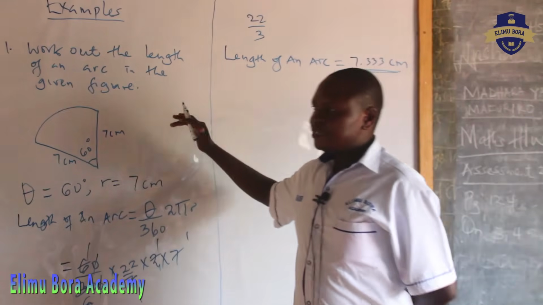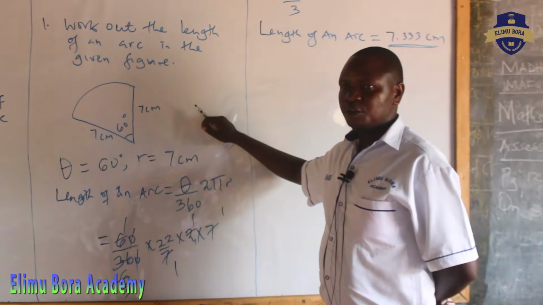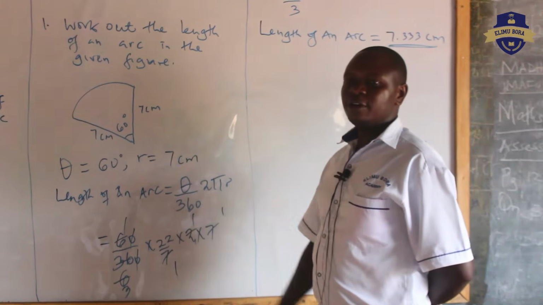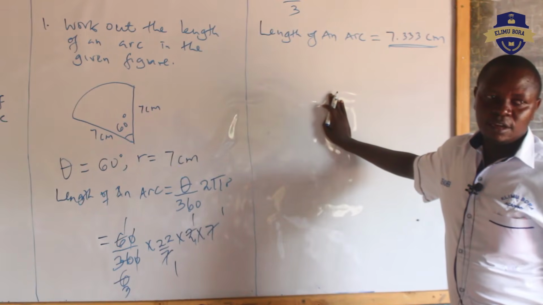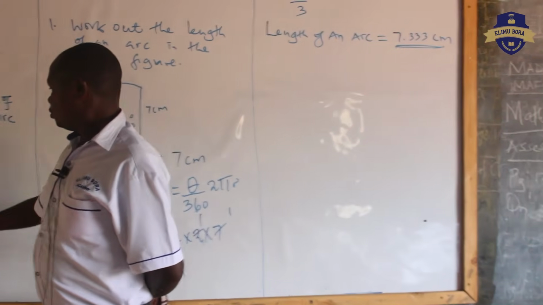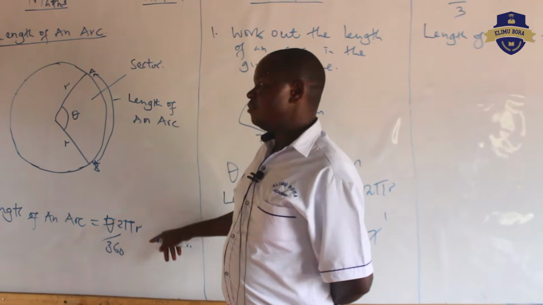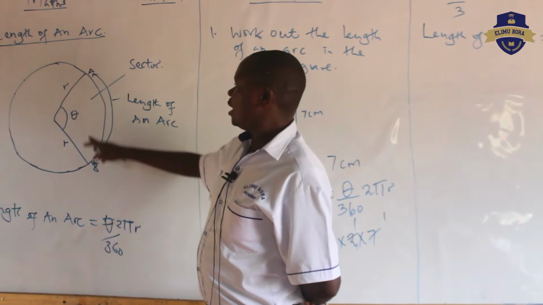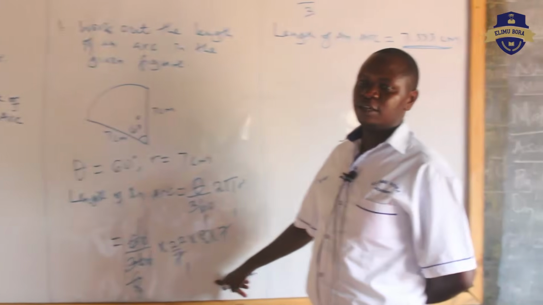So the first step, what we are supposed to do is for you to get the theta and the radius. After getting the theta and the radius, then you substitute them in the formula and you work it out in this manner. Have you understood? So we have said for the length of an arc, you need to master this formula, which is theta over 360 times 2 pi r. So whenever you are given any diagram, first of all identify the radius, the dimension of the radius, and also the theta. After getting those two, you just substitute in the formula and you work it out. Are we together?